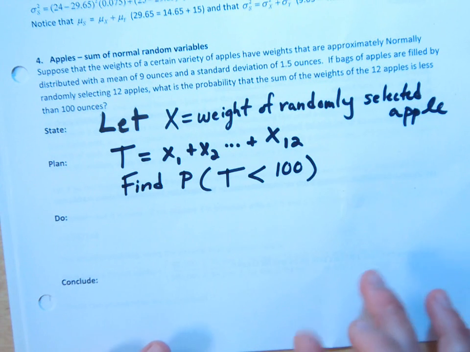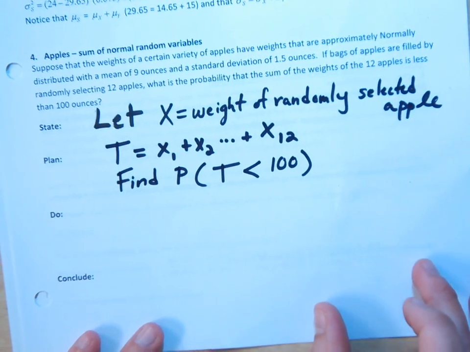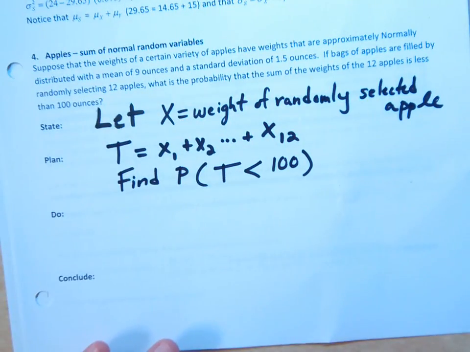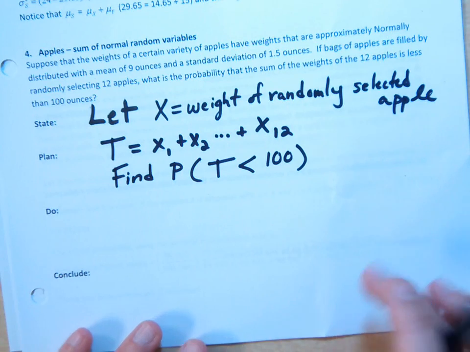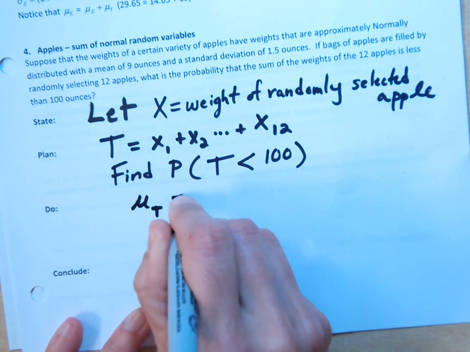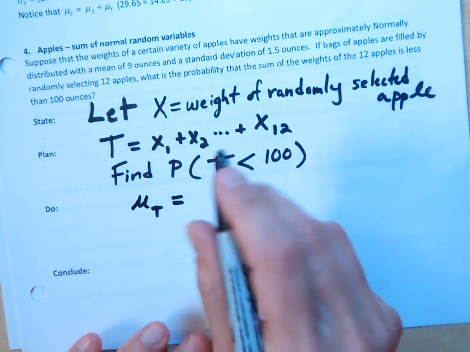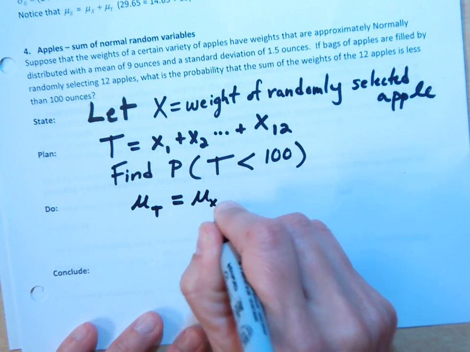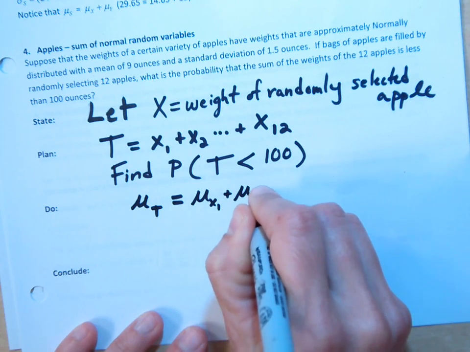So we need to know the mean and standard deviation, and since the apples have weights that are approximately normally distributed, the distribution of the sum will also be normal. So we'll be able to use normal CDF on our calculator. The expected value of the total is just the sum of the averages of each apple weight: mu X sub 1, mu X sub 2, etc.